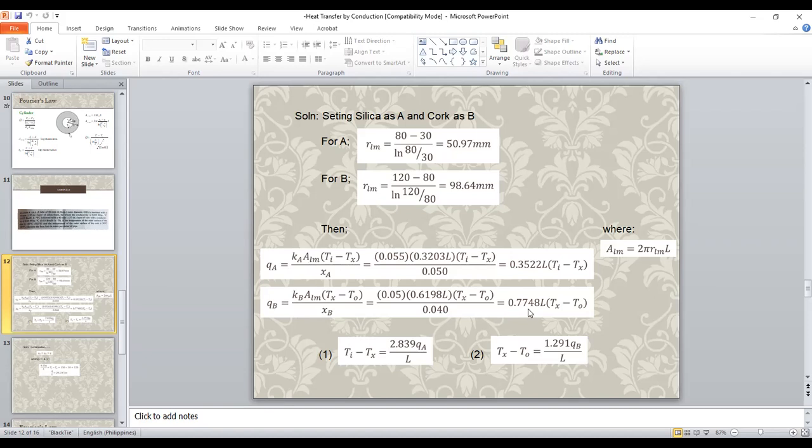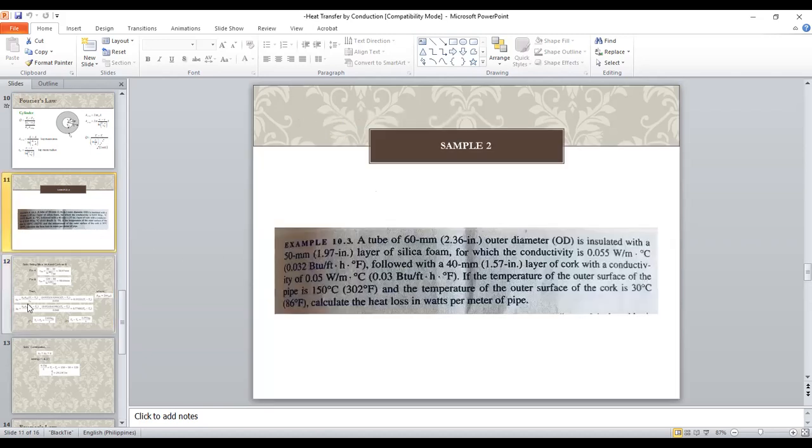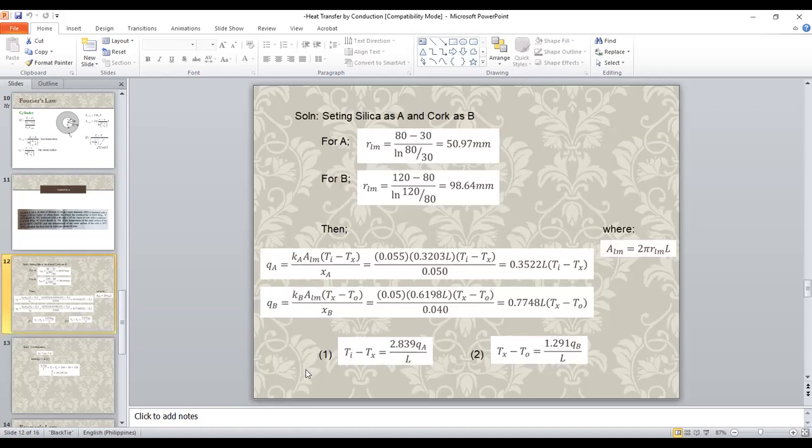What are these? You could see, by the way, class, the value of this one has an L only, because this is per unit length of pipe. Or in this case, since our units are in SI, you can say 1 meter length of pipe later. And this one, the 0.7748, would be these values multiplied, and then you have division here. So this is the simplified form.